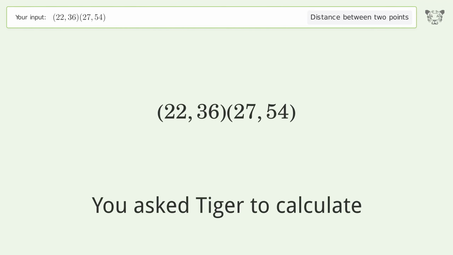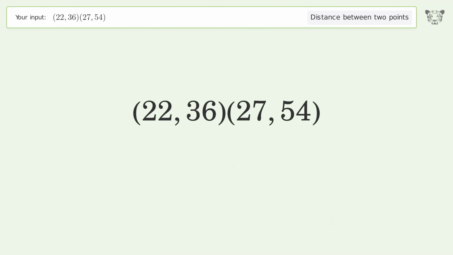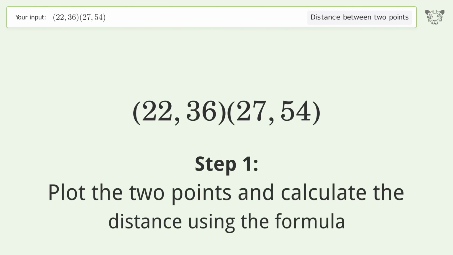You ask Tiger to calculate. This deals with the distance between 2 points. The distance between the 2 points is the square root of 349, or 18.682. Let's solve it step by step. Plot the 2 points and calculate the distance using the formula.